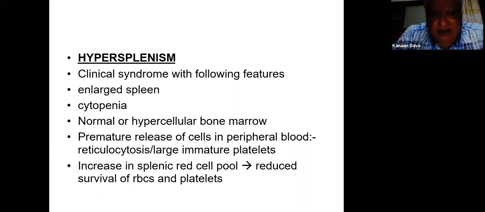So when there is this pooling effect, the bone marrow is releasing cells into circulation to compensate for the pooling effect of an enlarged spleen. So we may have a premature release of cells in the peripheral blood. Reticulocytes, which are young red cells, may be increased. We may see a left shift in the granulocytic series in the peripheral blood, and we may see some large platelets, some large immature platelets.